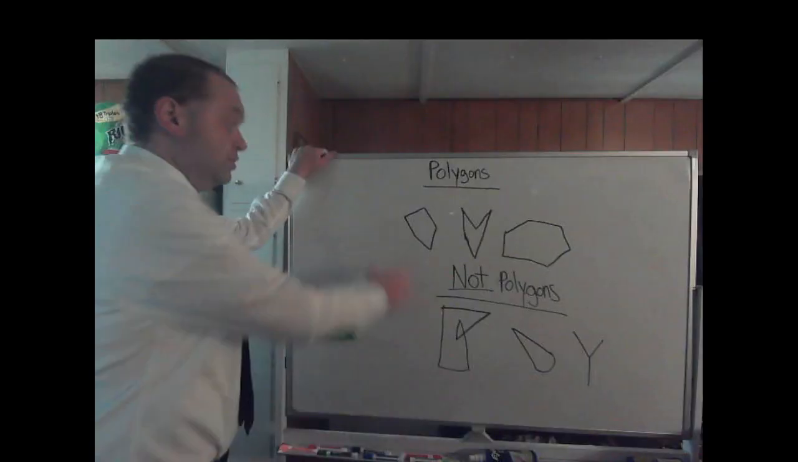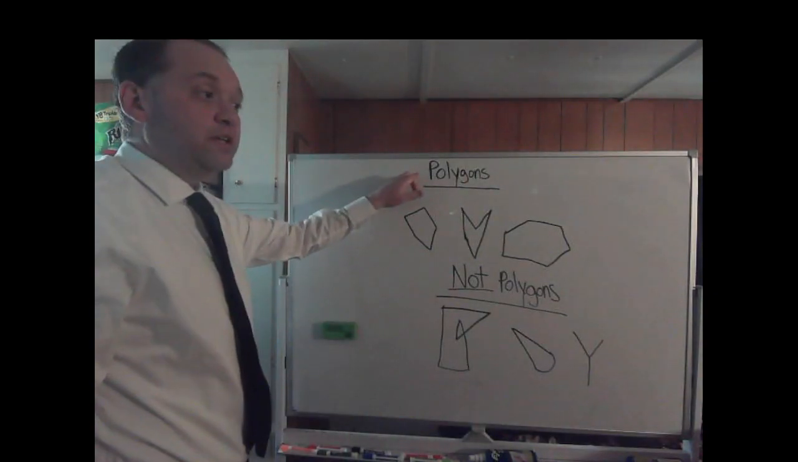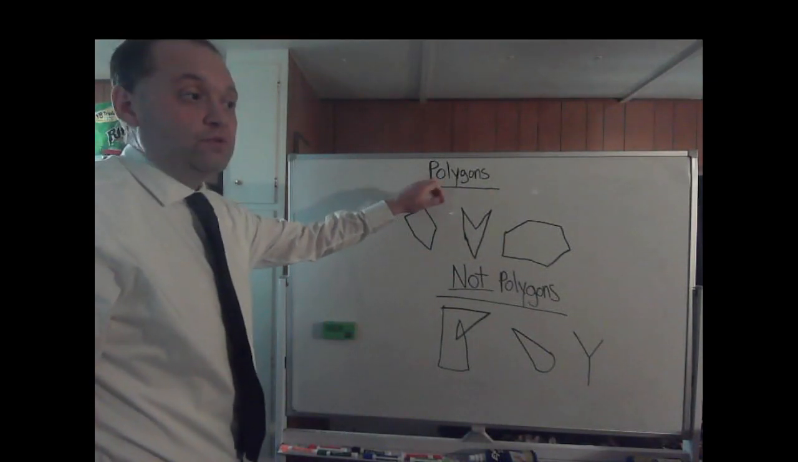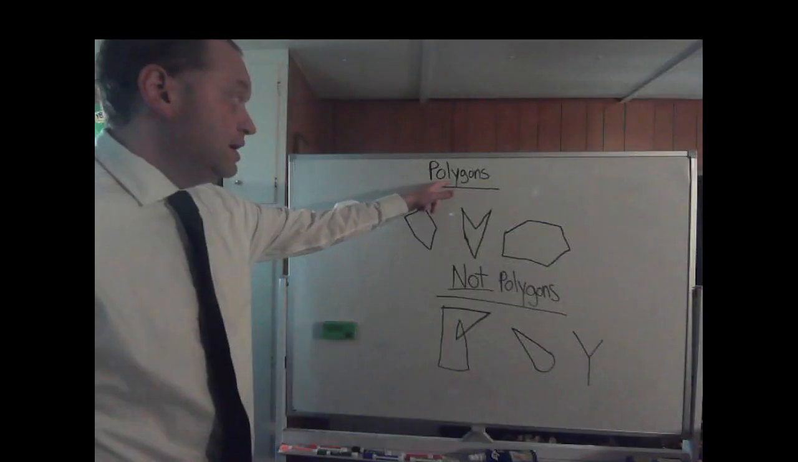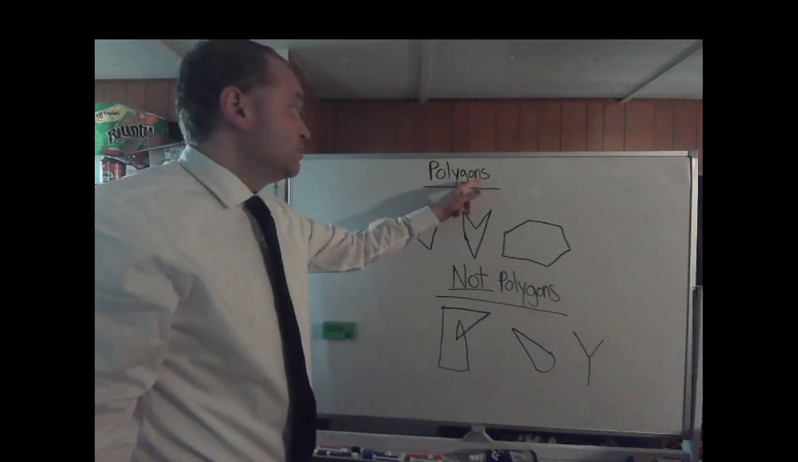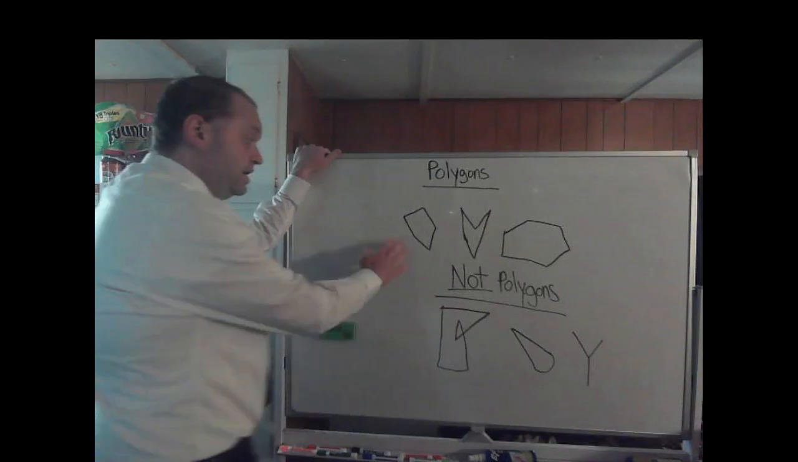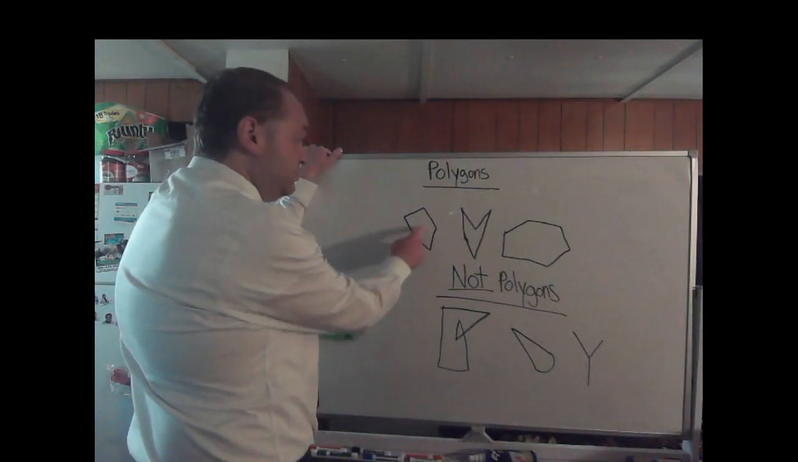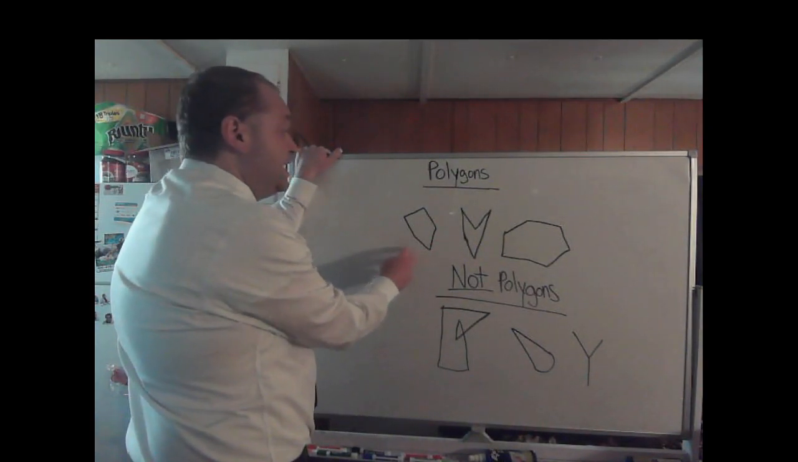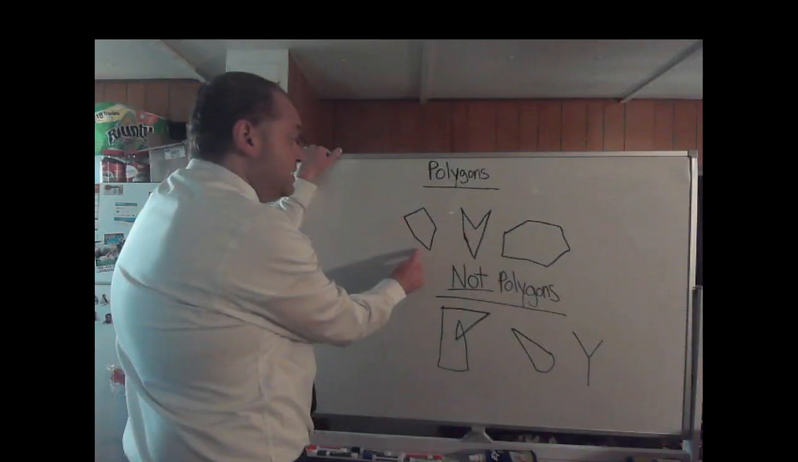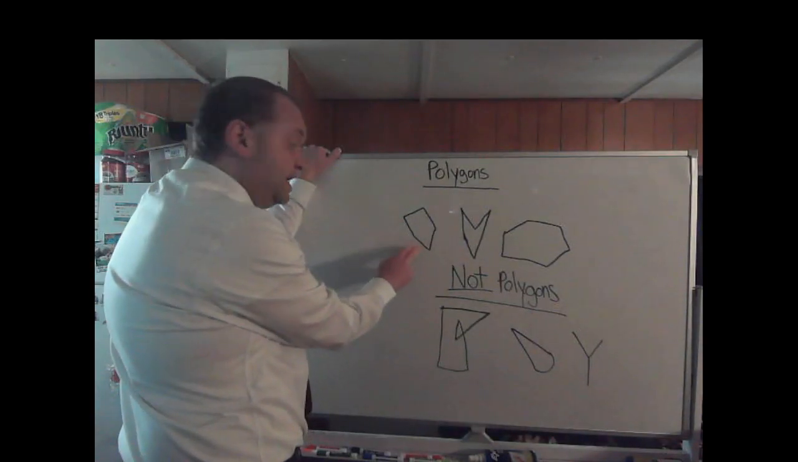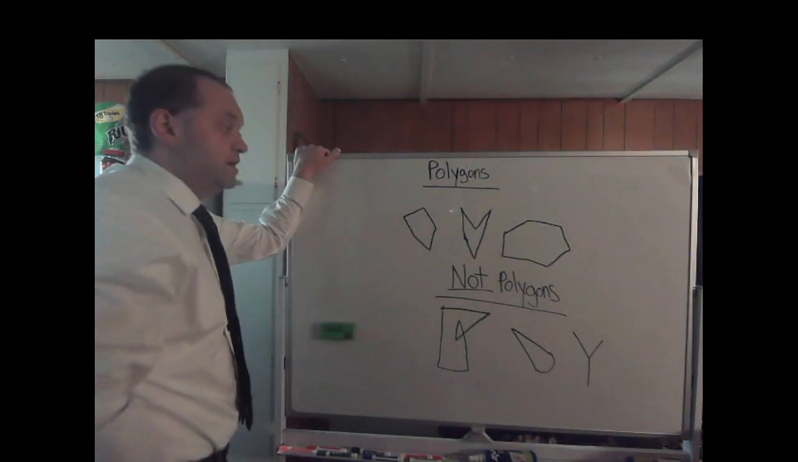Polygons are closed figures. A polygon literally translates into many angles. Poly meaning many, gon meaning angle. So gons is angles, many angles. A polygon, simply put, is a closed figure that has straight sides. The sides each consist of line segments for a polygon.